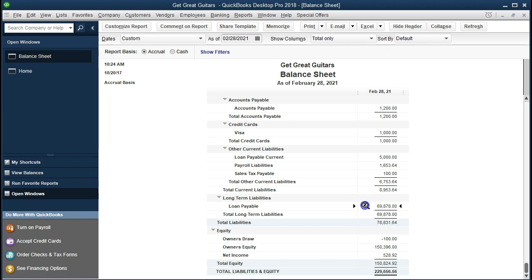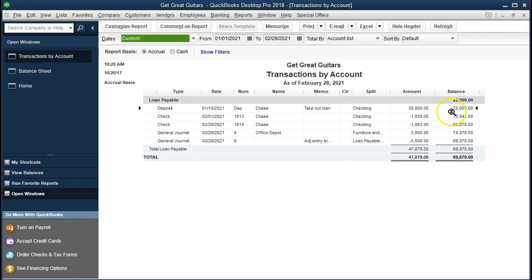So if we double-click on this item, we see the loan was at 72,000, and then during the year we made these two payments on the loan in accordance with the amortization table, decreasing these amounts in accordance with the amortization table. What we will do now is look at this balance, look at the amortization table, and see how much of it is current versus long term.